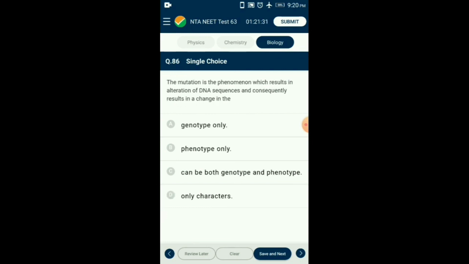Question number 86. The mutation is the phenomenon which results in alteration of DNA sequences and consequently results in a change in the genotype. With mutation, the chemical nature of genetic material gets altered, which results in alteration of DNA sequences. The phenotype of the individual may get changed. So the answer is option C. Can be both genotype and phenotype.